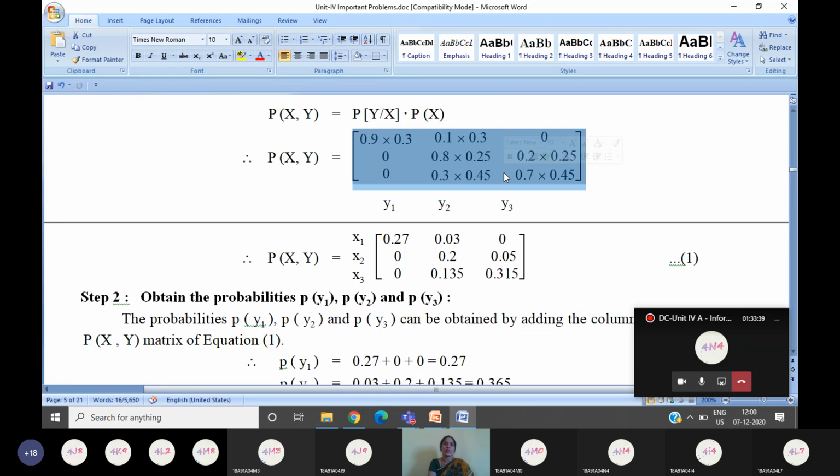సో ఇక్కడ మల్టిప్లై చేసేటప్పుడు P of y by x into P of x అంటే ఫస్ట్ రో ఆఫ్ P of y by x is multiplied with first element of P of x. Second row of P of y by x, you should multiply it with second element of P of x అంటే P of x2, అది 0.25 ఇచ్చారు మనకి. Next, third row of P of y by x, please multiply that with P of x3. So multiplication లో ఏదో మిస్టేక్ చేస్తే you don't get the sum of elements as 1. Otherwise you will get as usual the sum of all the elements should be equal to 1. Then you can say that the obtained matrix is your joint probability matrix.